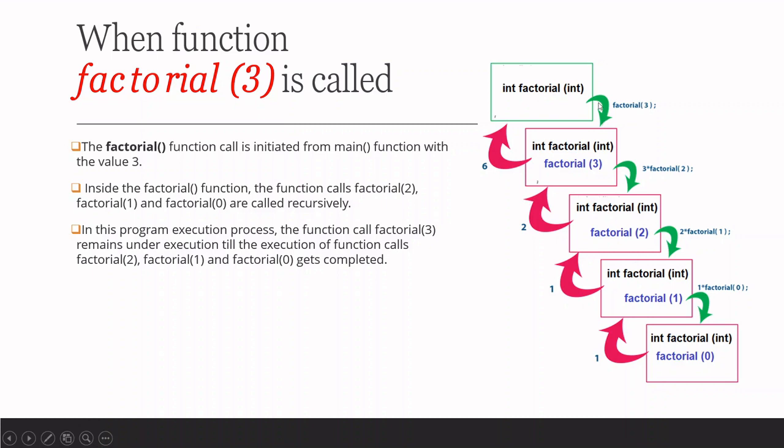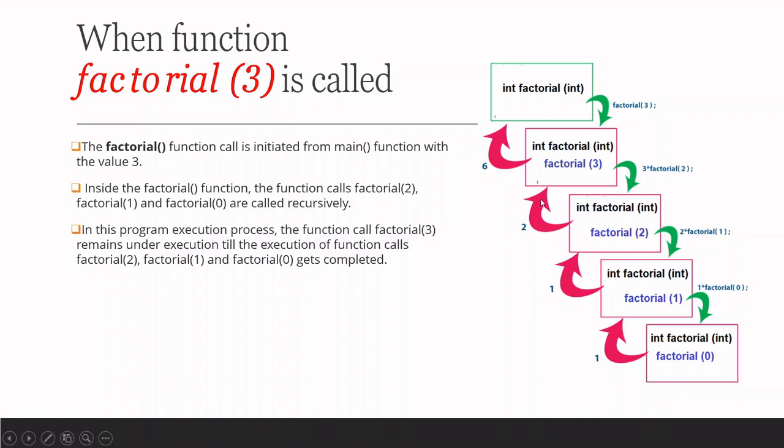So the function called is factorial 3. Factorial 3 means 3 into factorial 2. So now it calls factorial 2. Again, factorial 2 is 2 into factorial 1. Again, it calls factorial 1. Factorial 1 is 1 into factorial 0. When factorial 0 is called, it returns a value 1 because inside the function we have given if n equals 0, return 1. So here you got the value 1 into factorial 0, that is 1 into 1, it returns the value 1.